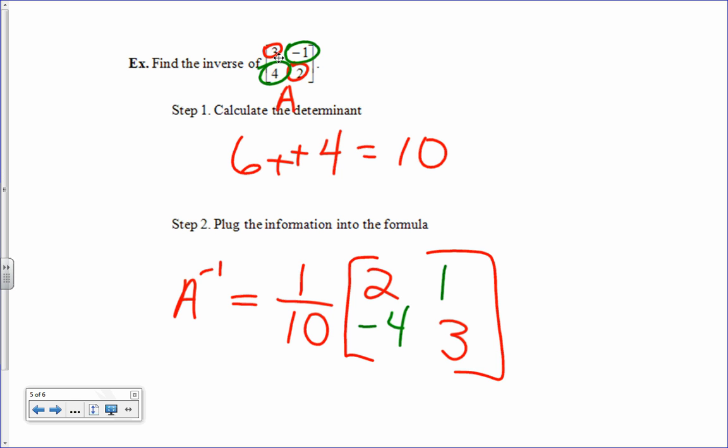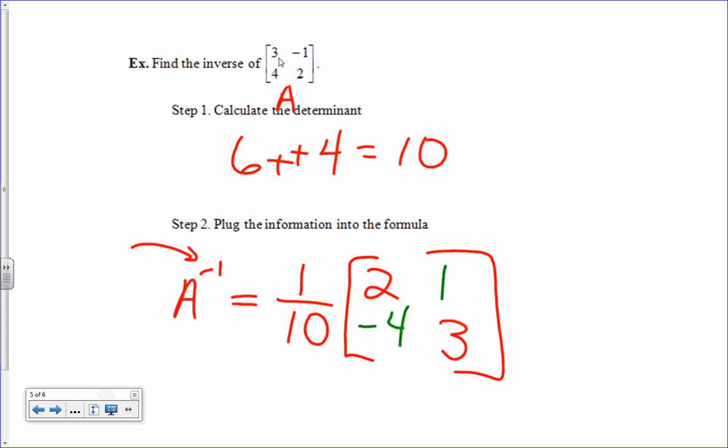Okay? So any questions? That is the inverse. Yep, 1 over 10 times the matrix 2, 1, negative 4, 3 is the inverse of A. So A to the negative first is just a notation that means it's the inverse of A. Okay, so this is A to the negative 1.